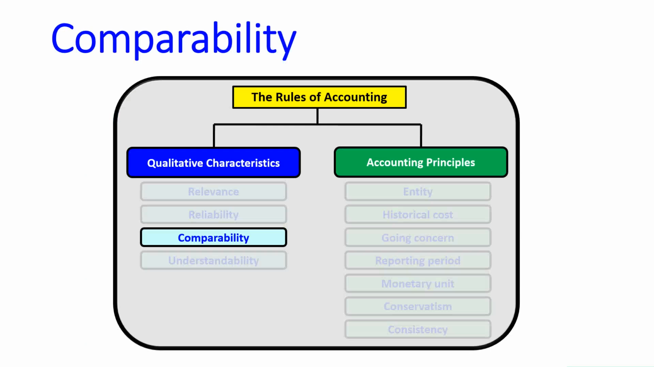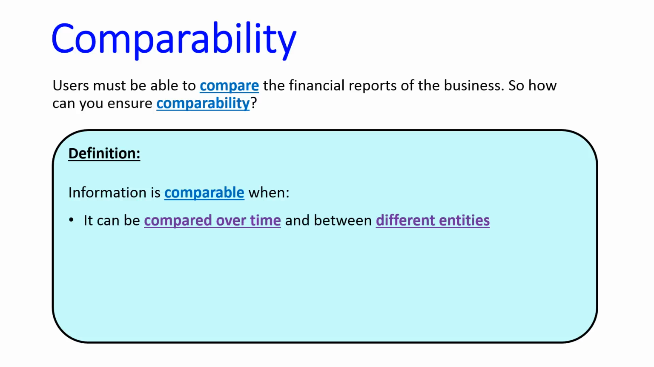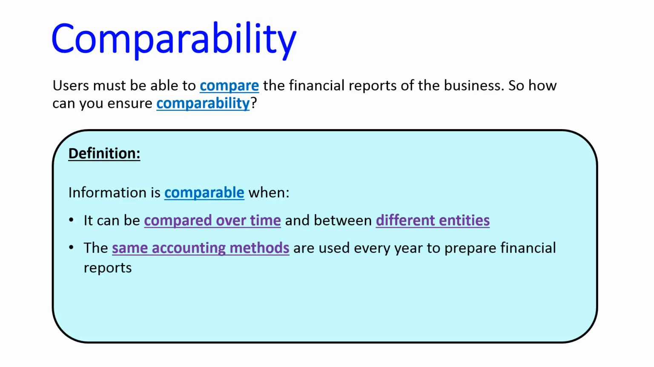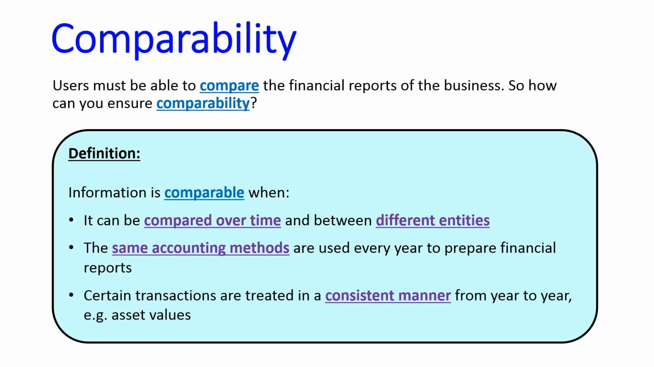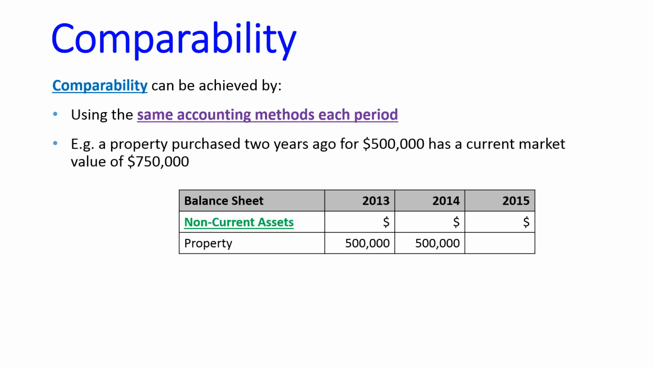The characteristic was comparability, and we define that as saying information is comparable when it can be compared over time and between different entities. To do that, we're going to use the same accounting methods every year to prepare our reports. Also, we're going to treat certain transactions in a consistent manner, e.g. the value of assets. We either always use the historical cost or we always use the current market value. So comparability can be achieved by using the same methods, e.g.